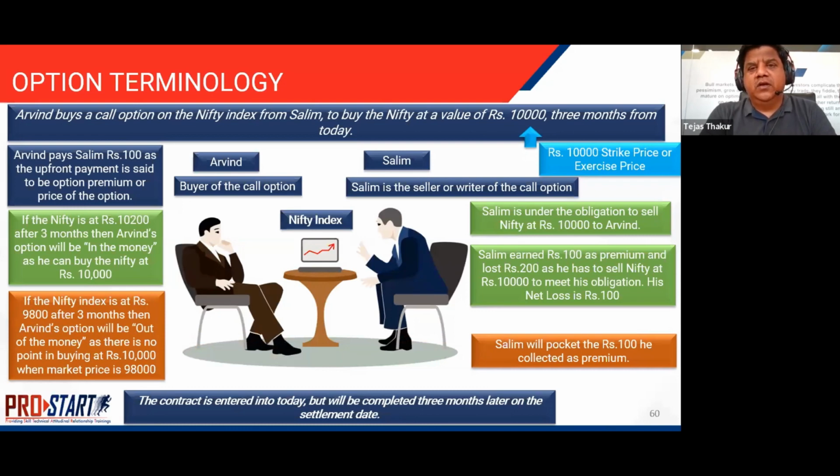So the writer of the option earns by getting the option premium amount for whatever option he or she writes. Whether the buyer of the call option decides to exercise the option or not, it's completely up to him or her.